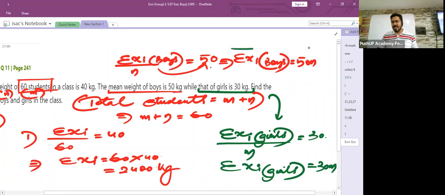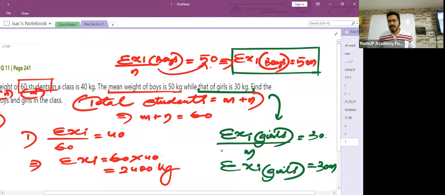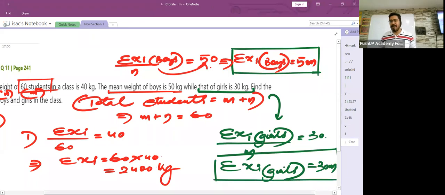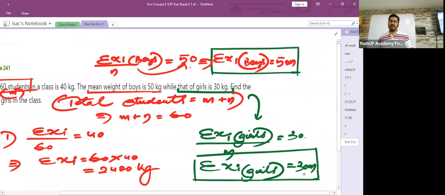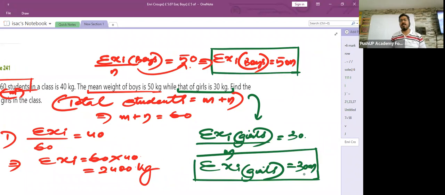So children, from here you got that the sum of the weight of all the boys is 50n, and the sum of the weight of all the girls is equal to 30m. Make sense, Aaron, Animesh? The sum of the weight of all the boys is 50n, and the sum of the weight of all the girls is 30m. So far everything is fine.